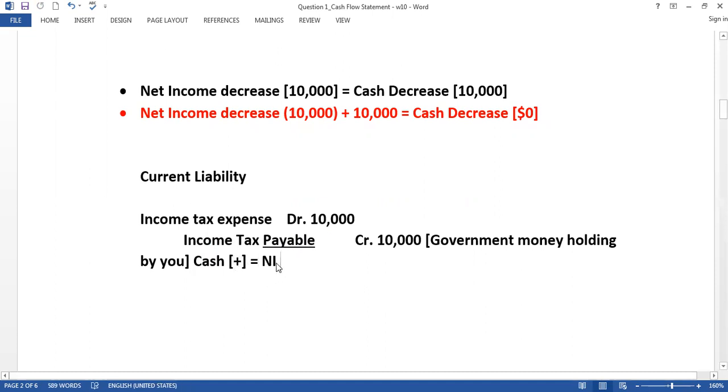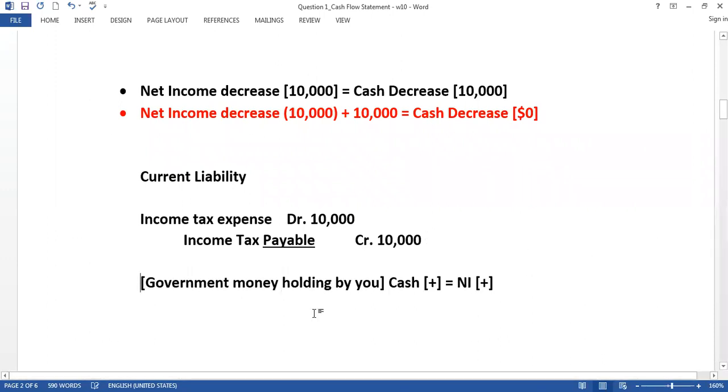So how to make it equal net income? Because cash and net income should be equal. Also plus, right? Also plus. So this is the summary here. This example says that current liability increases.